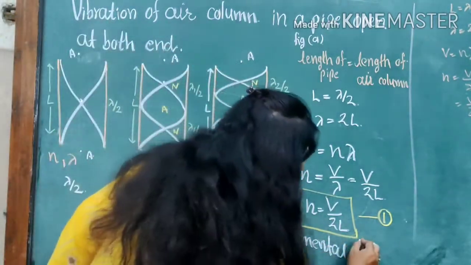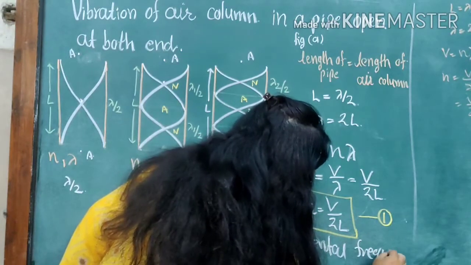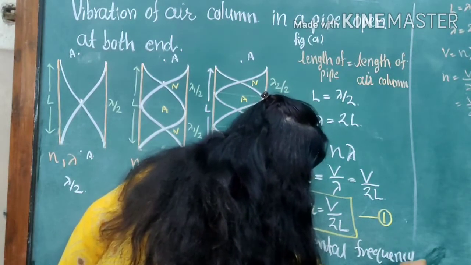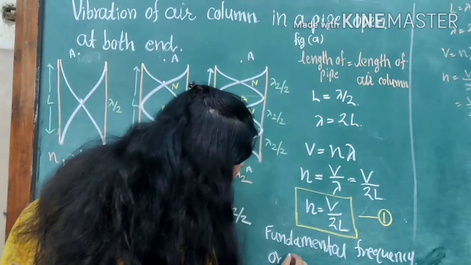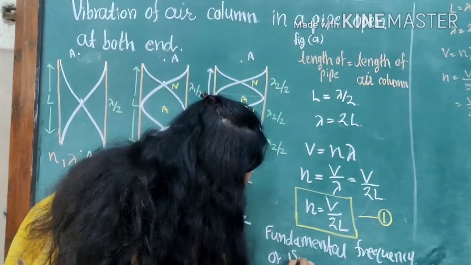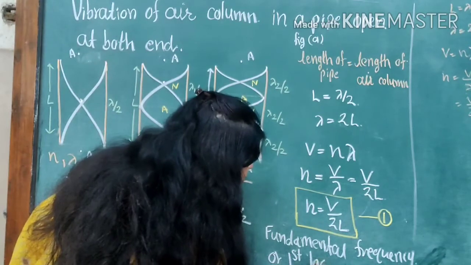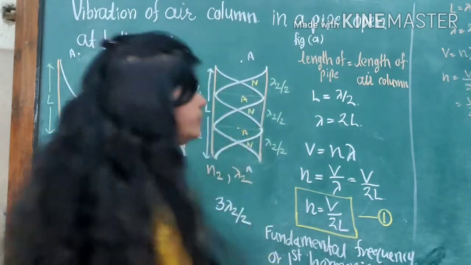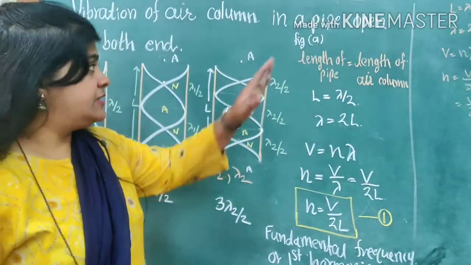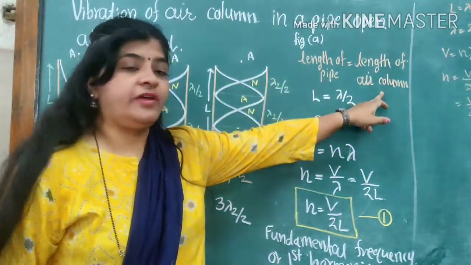Fundamental frequency, or we can say the second name is the first harmonic. Got it? We consider the length of the pipe to be equal to the length of the air column.